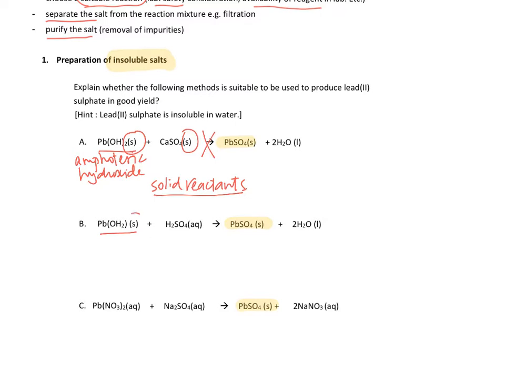In equation B, we use the amphoteric hydroxide and add sulfuric acid to it. But in this equation, the reactant and the product lead(II) sulfate are both insoluble in water. Even if a chemical reaction produces a small amount of lead(II) sulfate, we have great difficulty separating the lead(II) sulfate from the lead(II) hydroxide. It is impossible to obtain the product in good yield and good purity. So equation B is not a good method, although we have the balanced chemical equation.